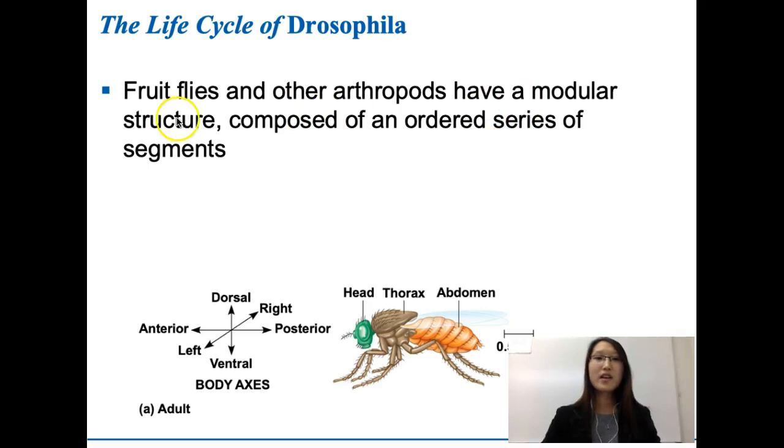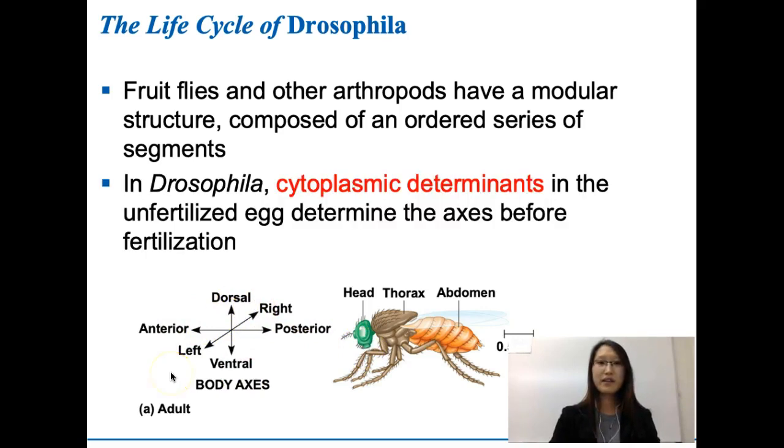Then they have a structure that has the anterior-posterior axis, dorsal, ventral, and right and left. And cytoplasmic determinants in the unfertilized egg determine the axis before fertilization even happens. So isn't that crazy? There's one cell, this egg cell, that's not even fertilized. The anterior, posterior, dorsal, ventral, left, and right of this future fruit fly is already predetermined.